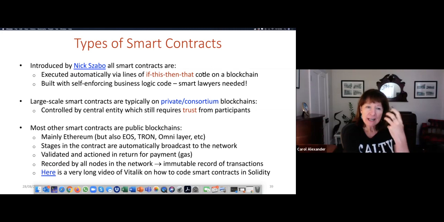As I said, the large-scale smart contracts are typically on a private or consortium blockchain, which still requires trust. But there's lots and lots of little smart contracts, like for issuing a new coin or dApps, gaming dApps and things like that. They are very common on the Ethereum chain, but also EOS, Tron, and the OmniLayer. So these contracts are broadcast and validated in action, and actions in return for the gas payments. And you get an immutable record of transactions on a public blockchain.